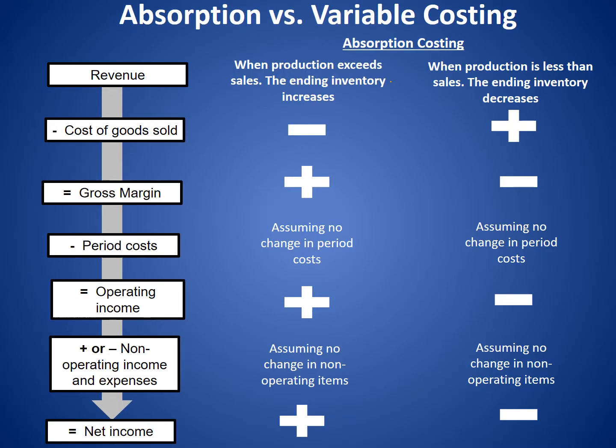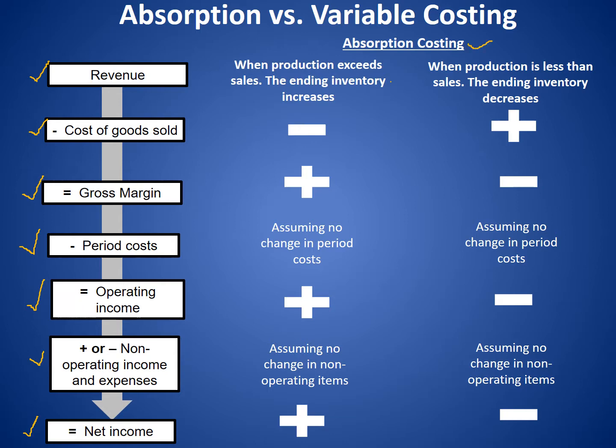Now let's take a look at absorption versus variable costing by taking a look at the financial statement of a company. We start out with revenue. We subtract our cost of goods sold. That equals our gross margin. We subtract out our period cost. That's going to equal our operating income, our income from operations, if you will. Then plus or minus non-operating income and expenses equals our net income.